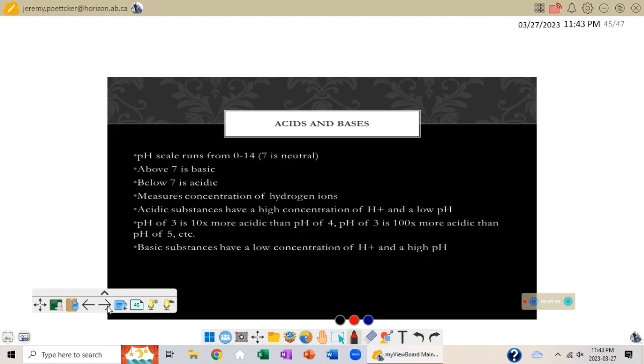Because pH, as a scale, runs from 0 to 14, with 7 being neutral. Above 7 is basic, below 7 is acidic, and it measures the concentration of hydrogen ions in water, which means, obviously, these have to be aqueous. Acidic substances have a high concentration of H+ ions and a low pH. A pH of 3 is 10 times more acidic than a pH of 4. A pH of 3 is 100 times more acidic than a pH of 5, and so on. Basic substances have a low concentration of H+ and a high pH.